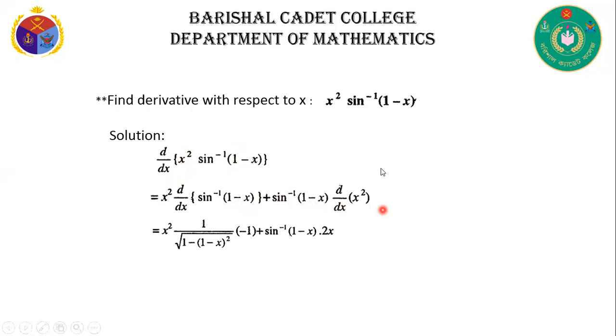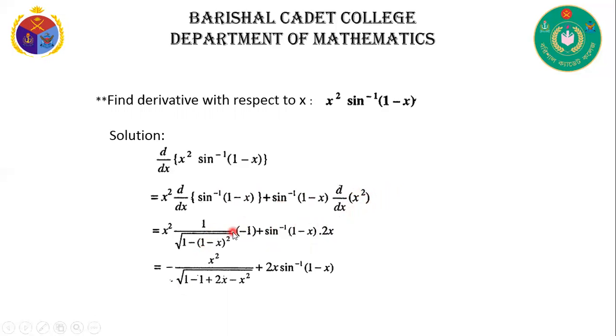Now we know the derivative of sin inverse x is equal to 1 by root 1 minus x square. Here x means 1 minus x. And if we again differentiate this term, then we can write 1. If we differentiate 1, then 0, and minus x means minus 1. And plus sin inverse (1 minus x), and here x square means x to the power n, that means n x to the power n minus 1, that means 2 minus 1. That's why we can write 2x.